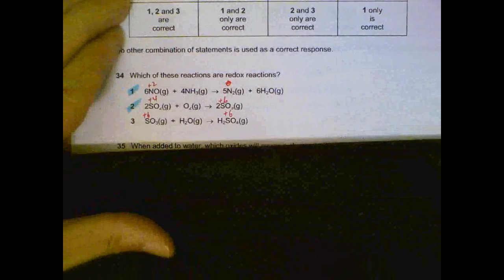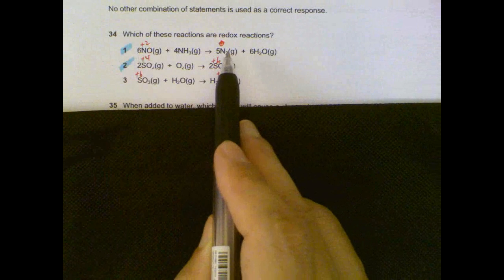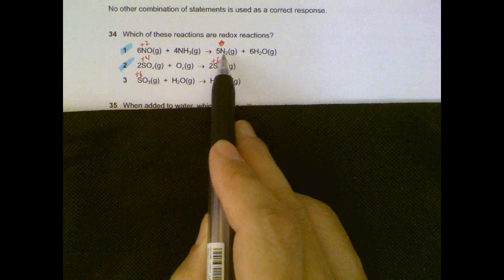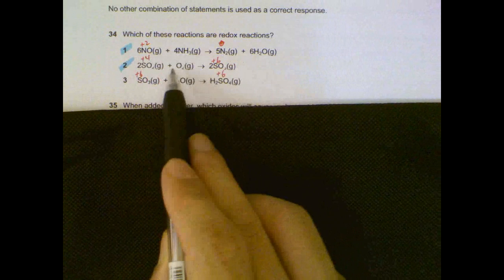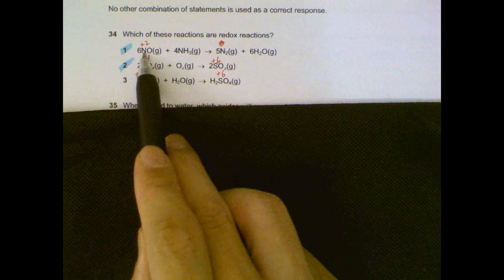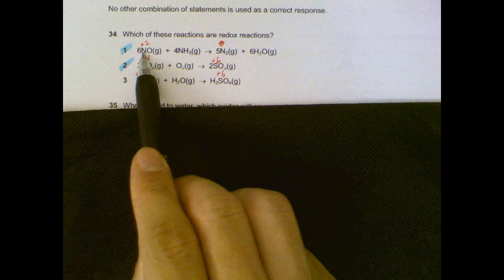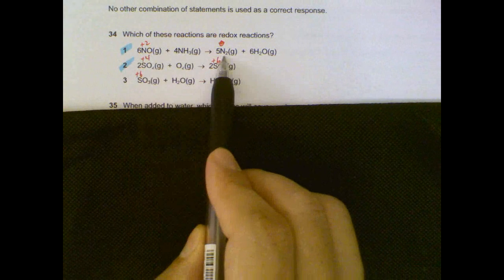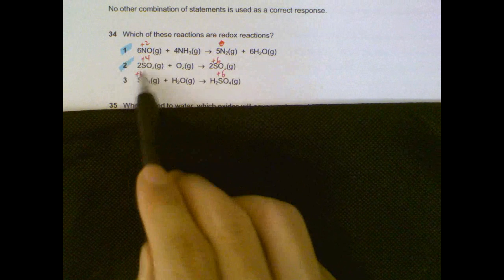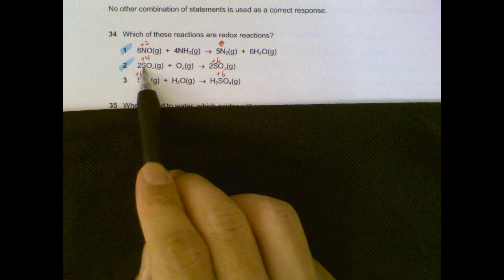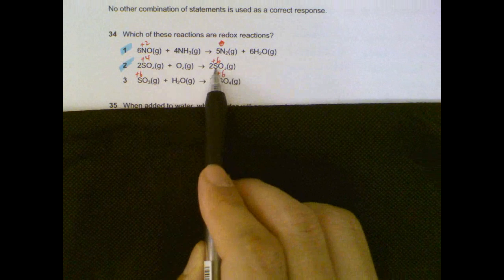Which of these reactions are redox reactions? The most convenient way to do this is actually to pick one atom and compare it to the products. Right, you don't have to check all the oxidation states. So for example, nitrogen, I choose this one, +2, and then 0 at the end. There is a change, so for sure it's a redox reaction. Sulfur, +4, +6. There is a change, it is a redox reaction.